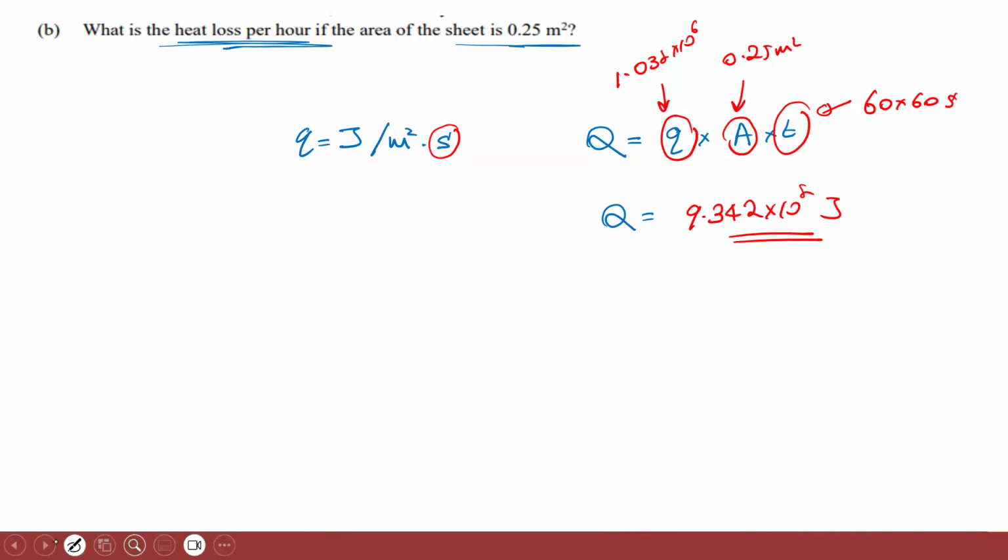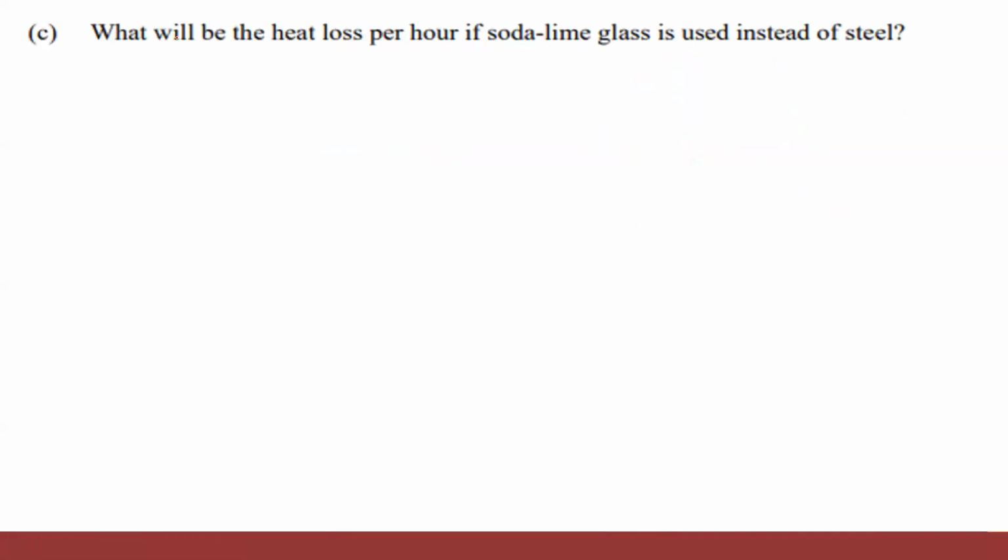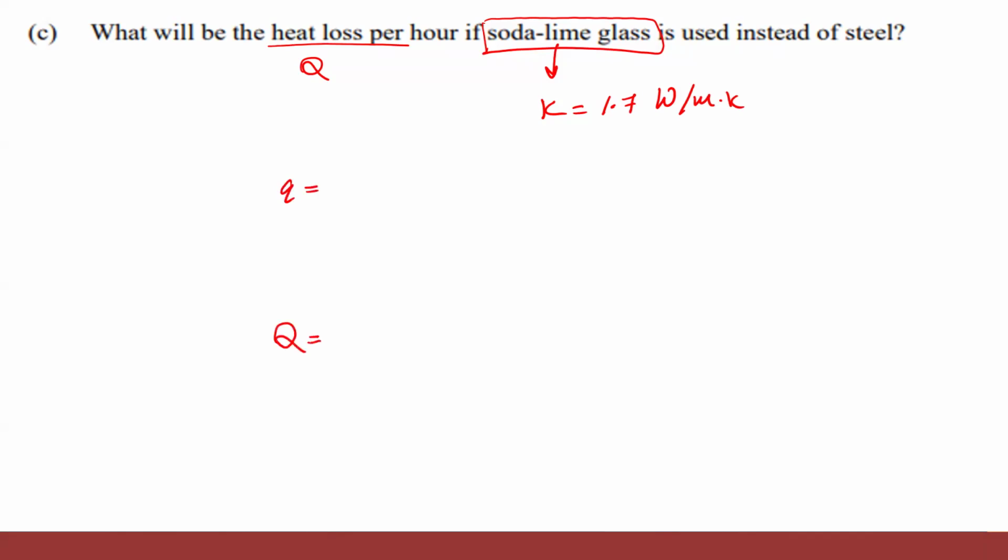Okay, now in the next part of the same question, they are asking what will be the heat loss, again for an hour, if soda lime glass was used instead of steel. So your K is different this time. Thermal conductivity will be different. We can refer to the table, but I will give you the number. K for soda lime glass is 1.7. So use this and find the Q first and then find the capital Q.